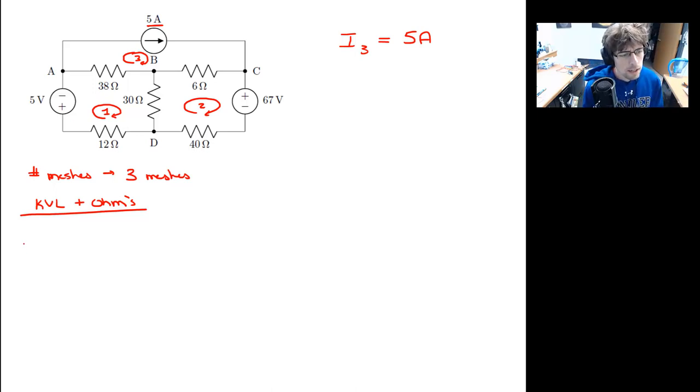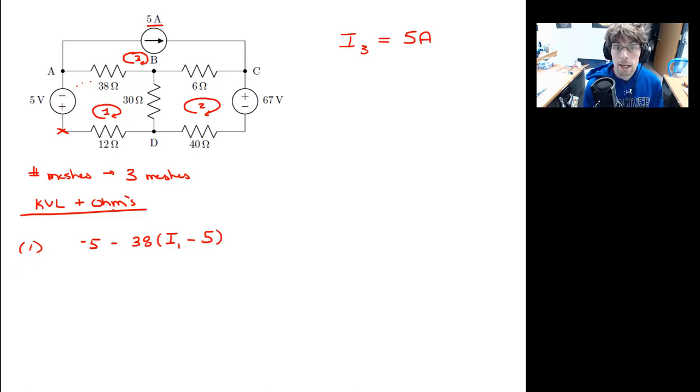So let's go ahead and apply mesh current for loop 1. And again, we've chosen a direction. I'll start in the lower left-hand corner, and immediately I get a 5-volt drop. Keep walking. I have a drop of 38 ohms times current I1 minus I3. You notice that this branch is shared between meshes 1 and 3. So I need to minus 5 amps here.